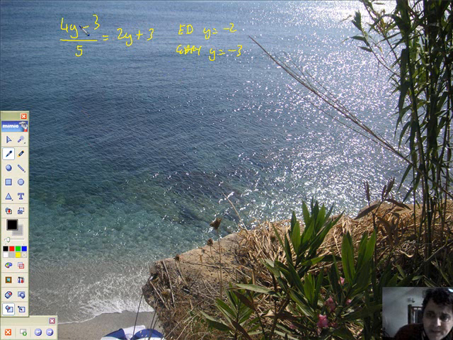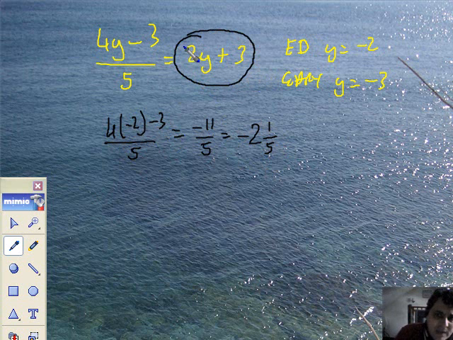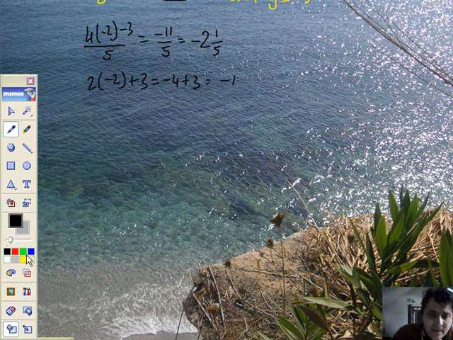Right, the best way to do it is if I put -2 into the y, let's see what we get. So 4 lots of -2, take away 3, divided by 5. That's going to be -8 minus 3, be -11 divided by 5, which is -2, and 1 left over, -2 and a fifth. Now, if -2 and a fifth works for this side as well, then Ed's got it right. So let's try it out then. So we've got 2 lots of -2, then add 3. I can see this ain't going to work. So 2 times -2 is -4, add on 3, and we're going to get -1. Clearly these are not the same, so that doesn't work.